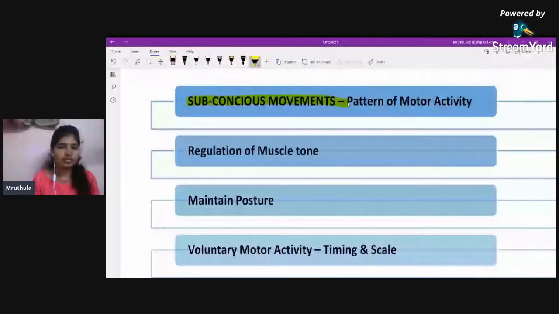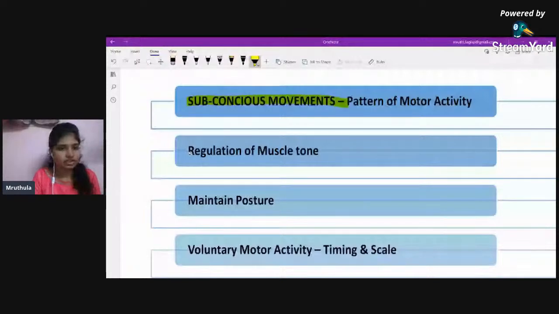Initially it will be very difficult for you to know what movements you need to do next, one after the other, but when you keep practicing it, it will come in a flow, right? So all such skilled motor activities which have a pattern are controlled by the subconscious part of the brain, that is the basal ganglia.